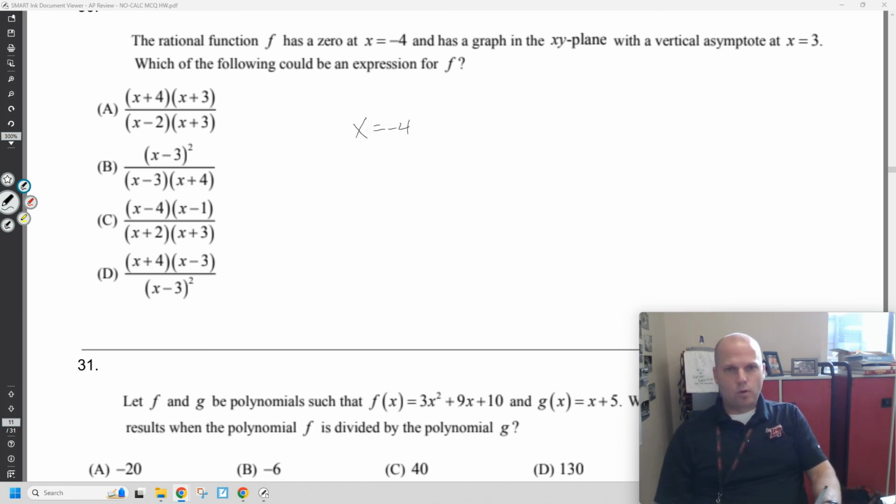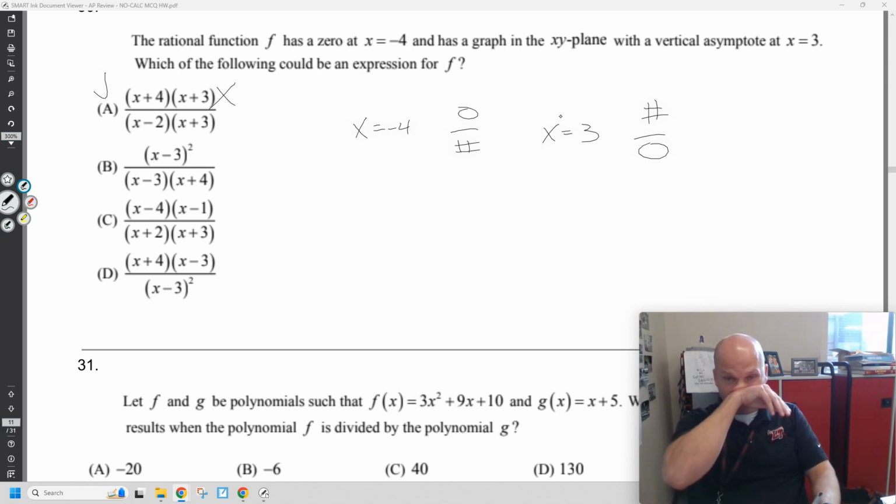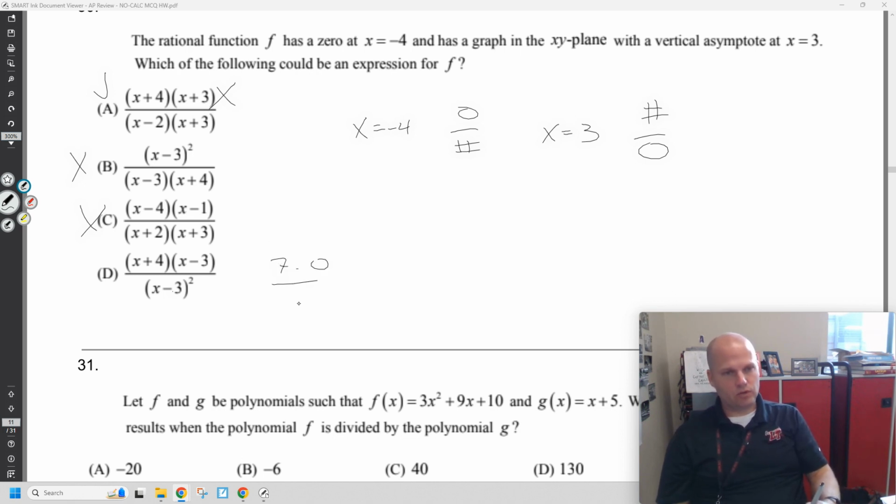Okay, x equals -4. We need to get 0 over a number. X equals 3. We should get a number over 0. X equals -4, 0 over a number. X equals 3. We'd have 7 times 0 over 0 squared. It would end up being a number over 0 at x equals 3. D.